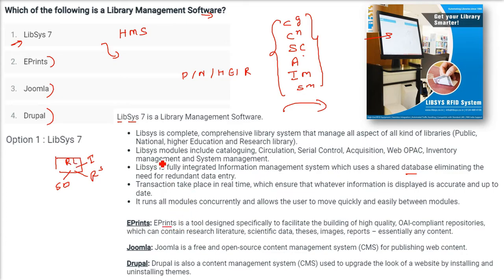What about the other two? Joomla is very important: it is free and open source, and it is a content management system. Drupal is also a CMS, but Joomla is for publishing web content. Drupal is also a content management system, and it is used to upgrade the look of a website. You can install and uninstall themes, giving a different look and feel for the user.